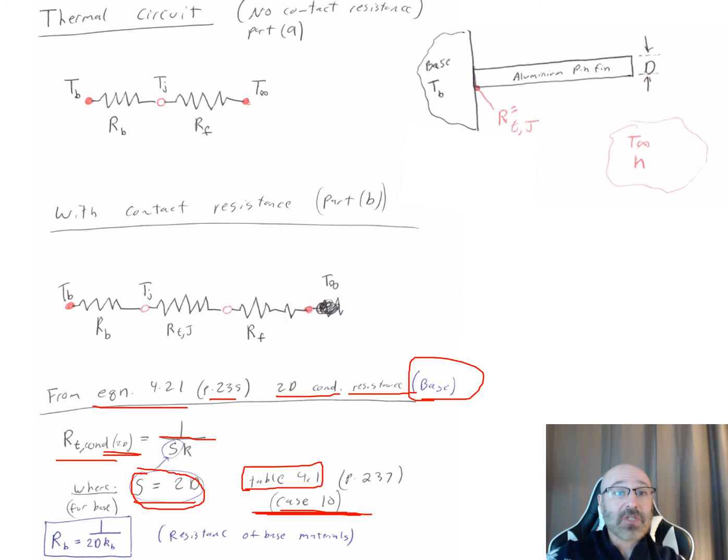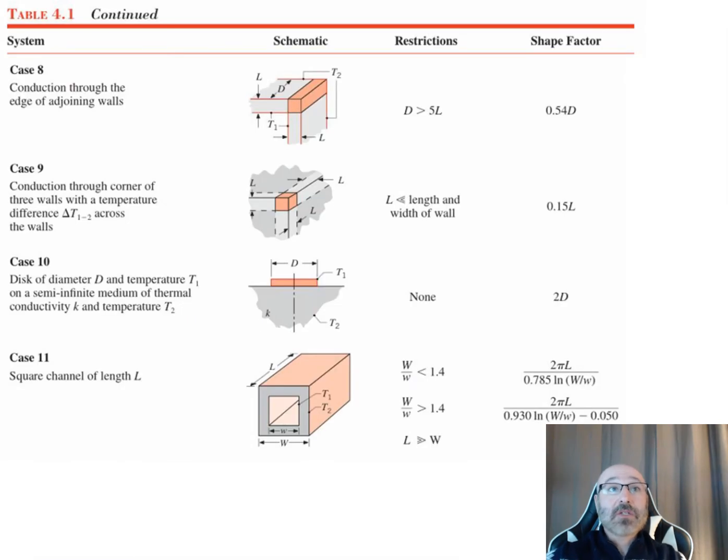What we end up with, the resistance of our base material, R sub B, is equal to 1 over, we plug in for that shape factor of 2D times our thermal conductivity K right there. And you can see I have a subscript here for base. This is the conductivity of the base as well. So here is our table 4.1.